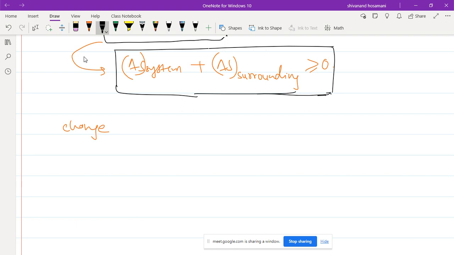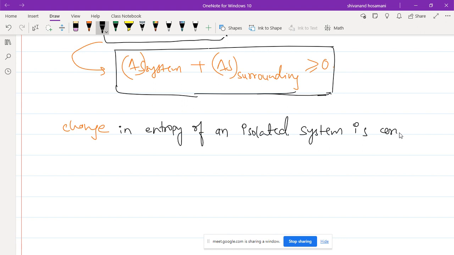Change in entropy of an isolated system is constant or increases. So this statement is defined for the second law.